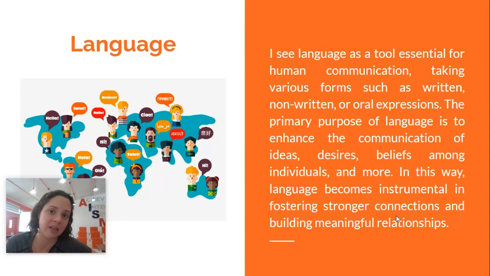So, language is everything. Without language, it would be hard for people to understand others and express what they need, what they want, what they think.